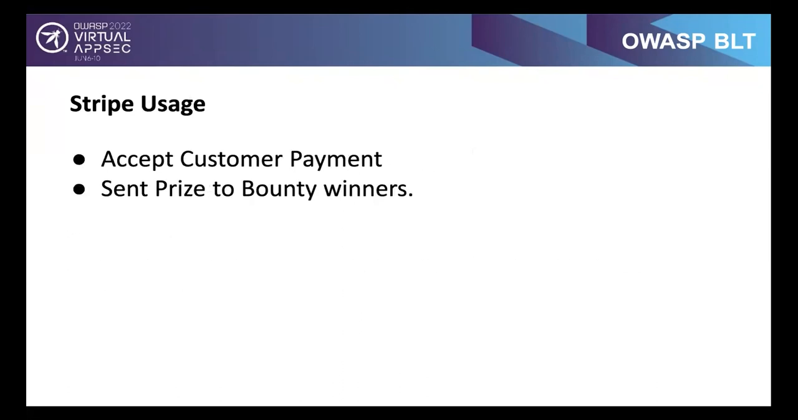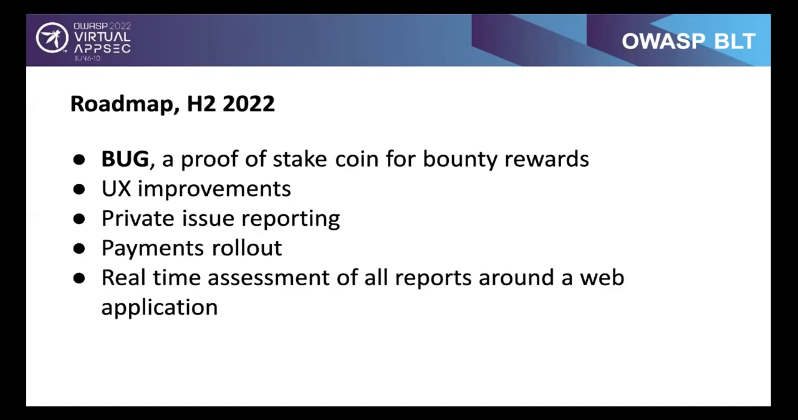Right, let's move to the Stripe usage. Stripe usage is very easy and simple. We just accept customer payment and then send prizes to bounty winners in terms of cash. And that's all we do with Stripe. We don't do anything additional in terms of the proof of stake BUG token which we're introducing. So Stripe is just for the normal currency which we have today. So we take USD, and if you want to transfer funds to an Indian account, we use INR to do that transaction. So yeah, that's mostly what we have as of today in the bug logging tool.